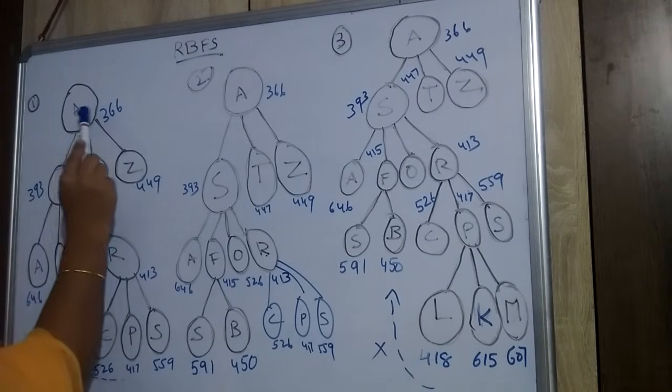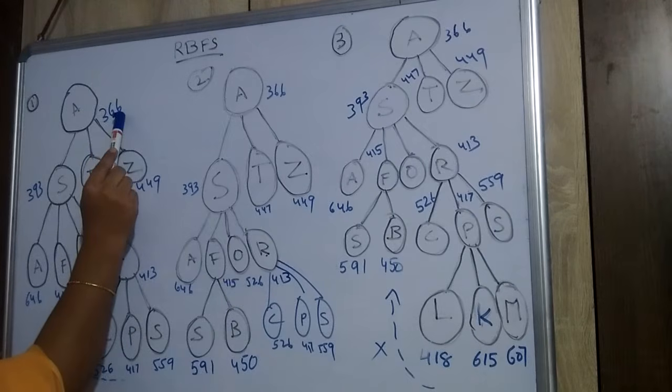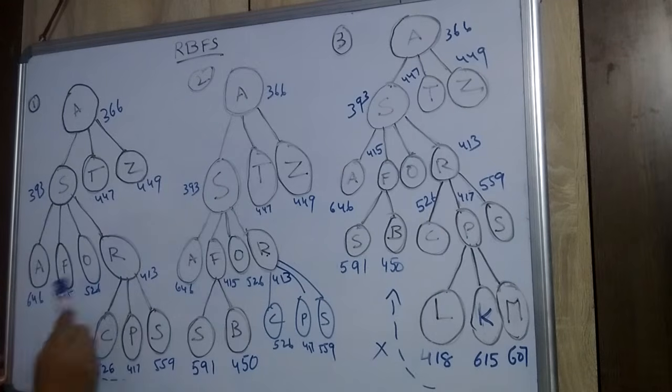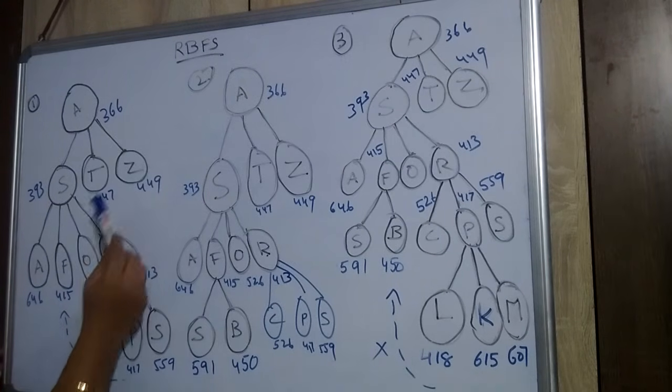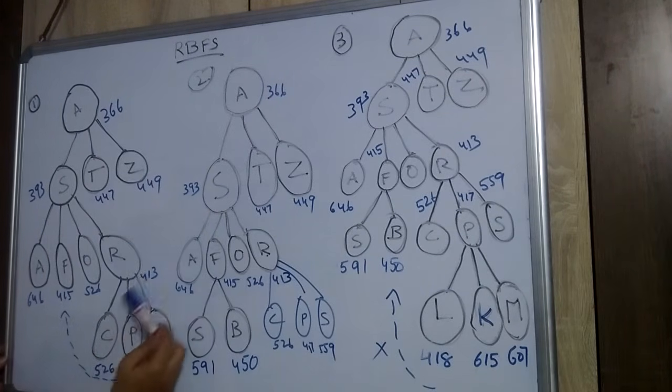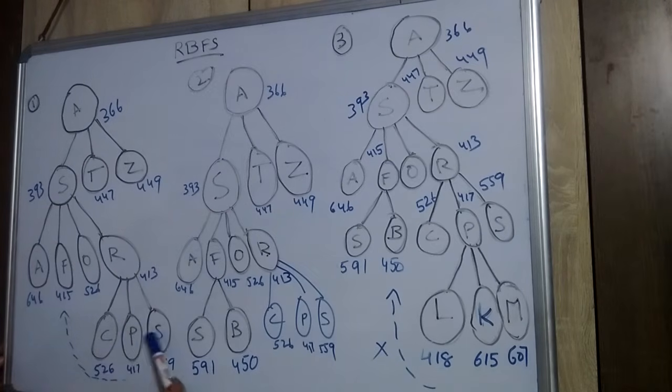Look once again. At A 366 it began, expanded S, T, Z, and the minimum one is 393, so it expands that. Again it got A, F, O, R. 413 is the minimum here and there is no minimum in the previous level, so it expands 413 here. It got C, P, S: 526, 417, 559. So the minimum is 417.